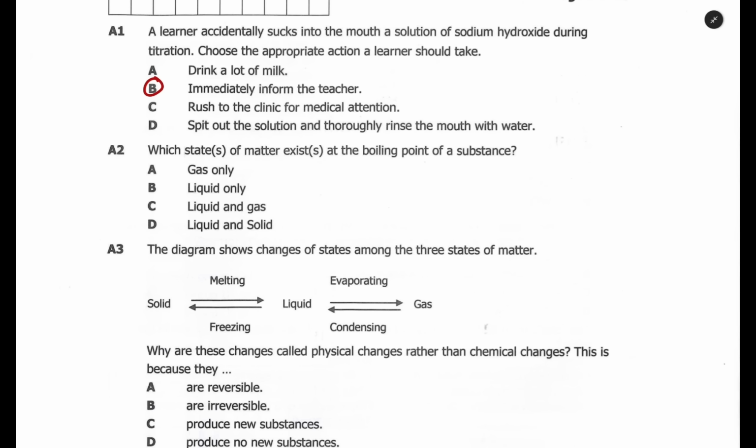Then question 2: which states of matter exist at the boiling point of a substance? At the boiling point of a substance, the substance has changed into gas, but there is still some liquid. So in other words, liquid and gas exist.